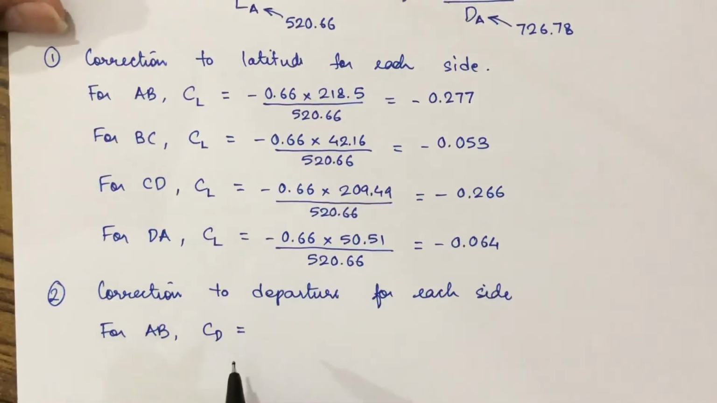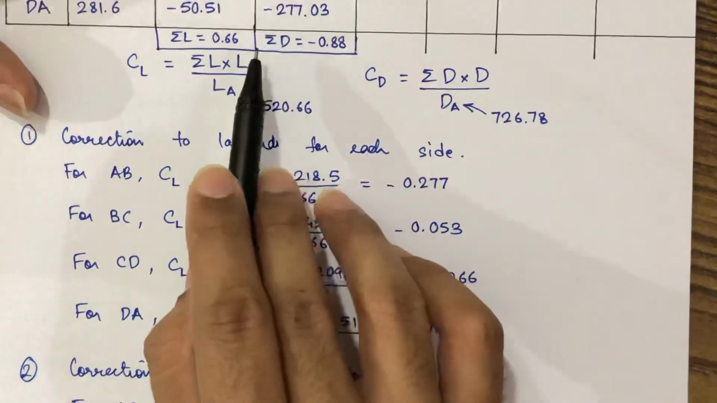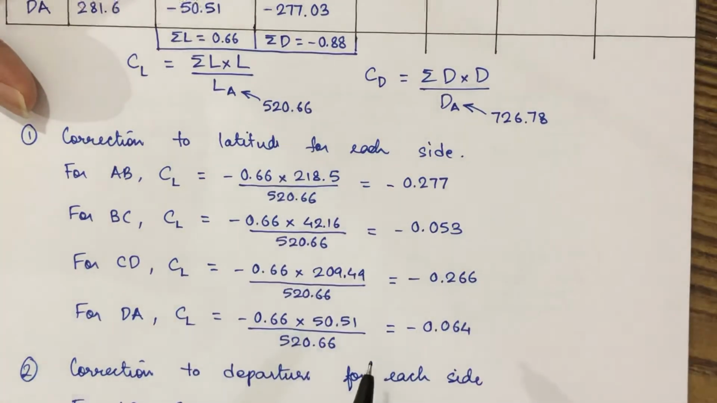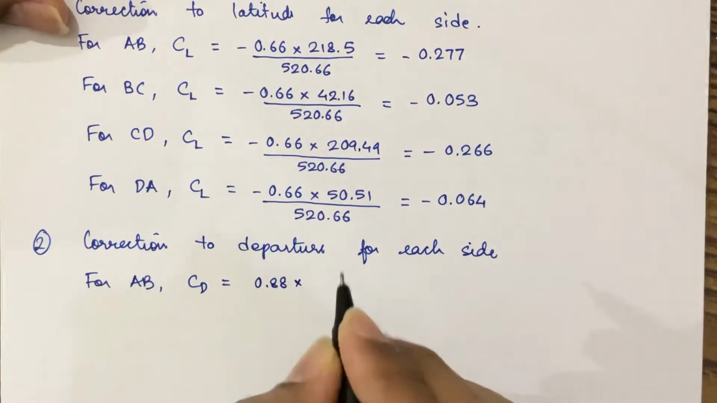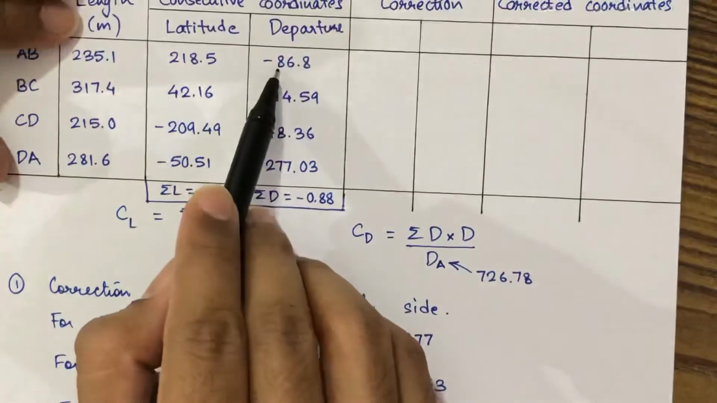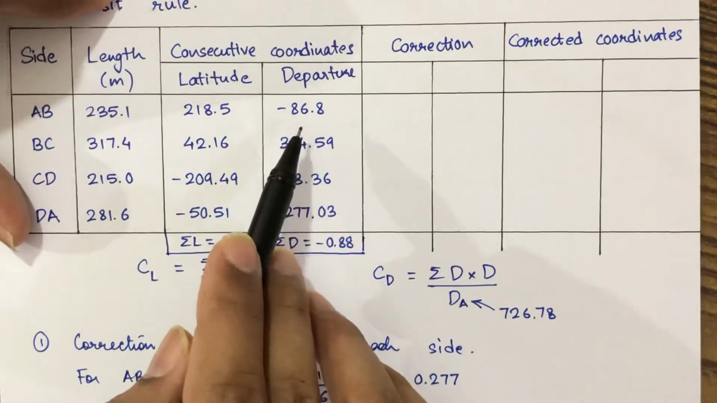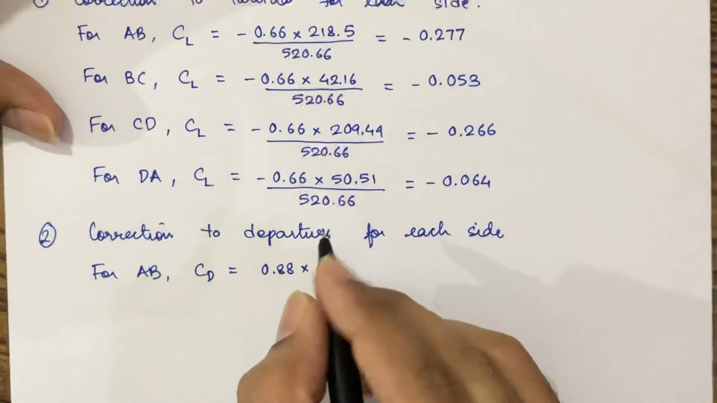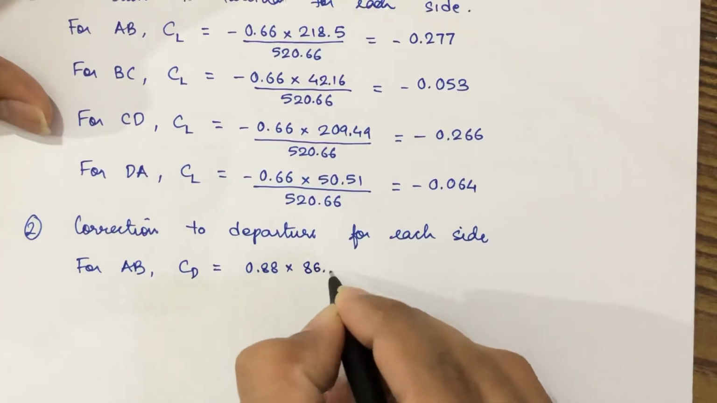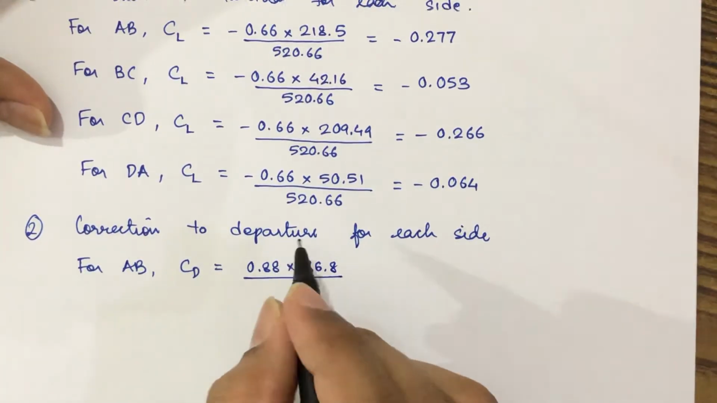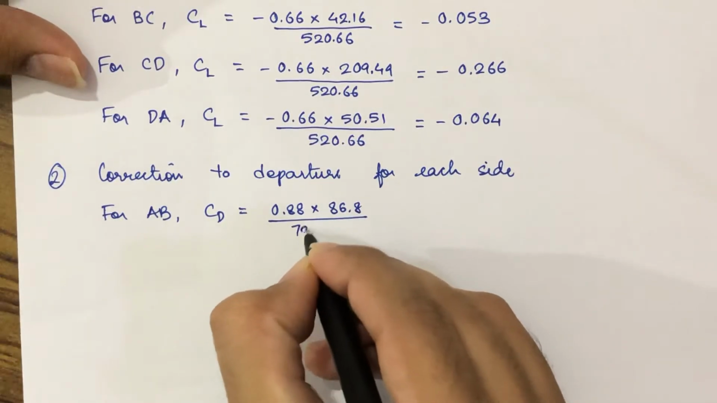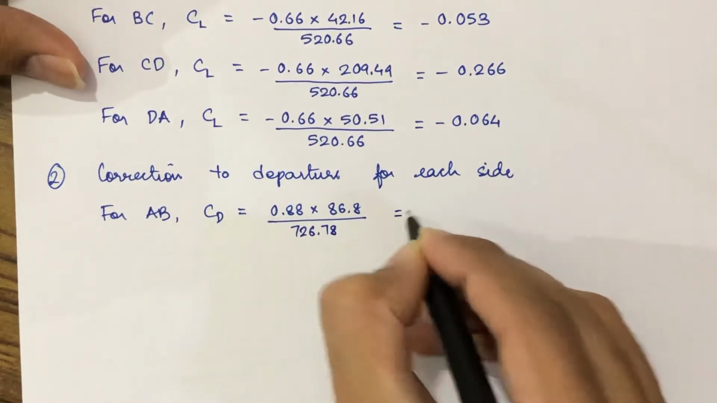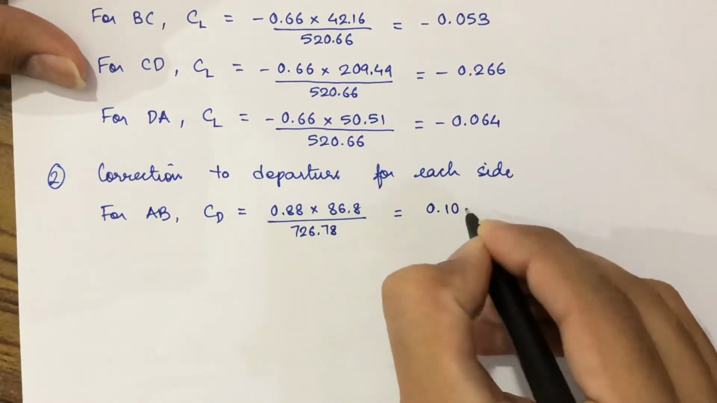Here the error is given as minus 0.88. So the correction will be plus 0.88 into departure, which for AB is 86.8, upon the arithmetical sum, which is given as 726.78. It comes out to 0.105.